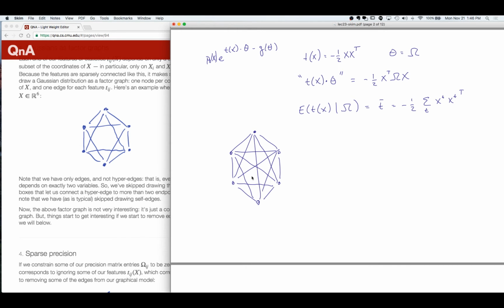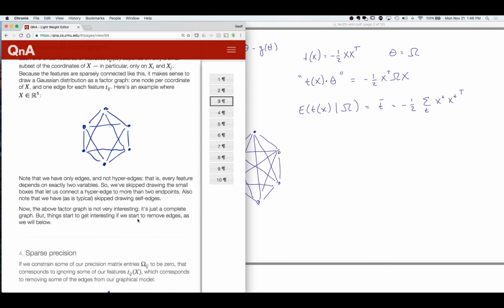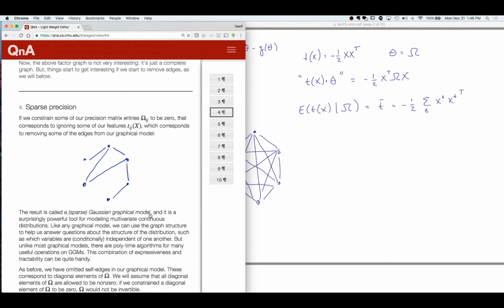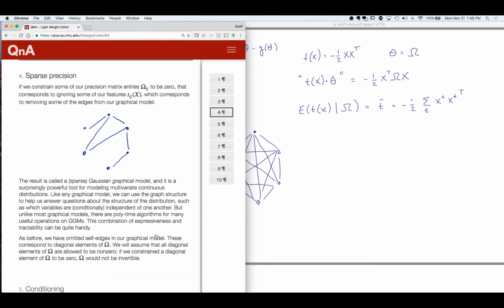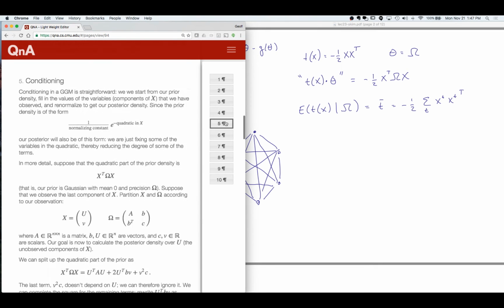Anyway, the point is that instead of the fully connected graph, we would like to use a non-fully connected graph, like this one. And so we've omitted self-edges, which correspond to the diagonal elements of the precision matrix. And we're going to assume that all diagonal elements are allowed to be non-zero, because if you try and force one of them to be zero, then your precision stops being invertible, and we'd always like to have an invertible precision. It makes our lives much easier. So we're going to assume that all of these self-edges are present, even though we don't draw them. All right.